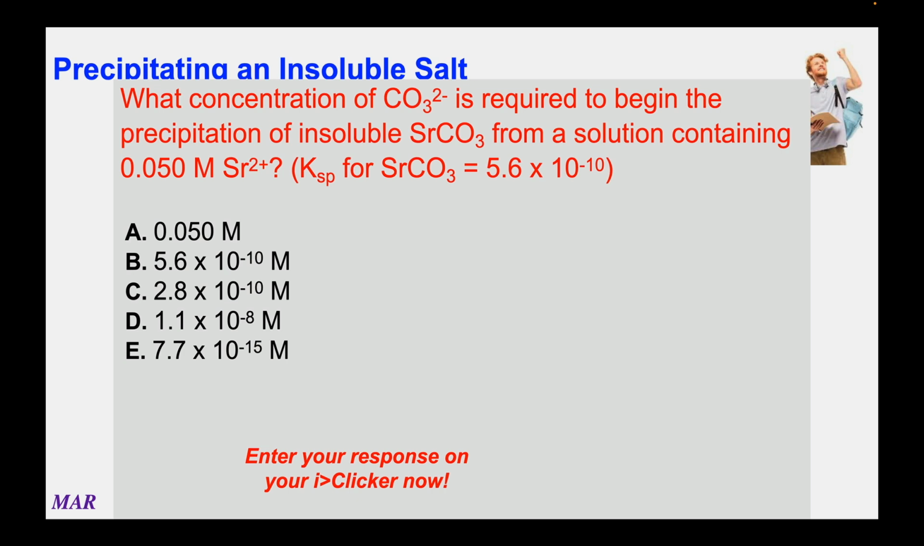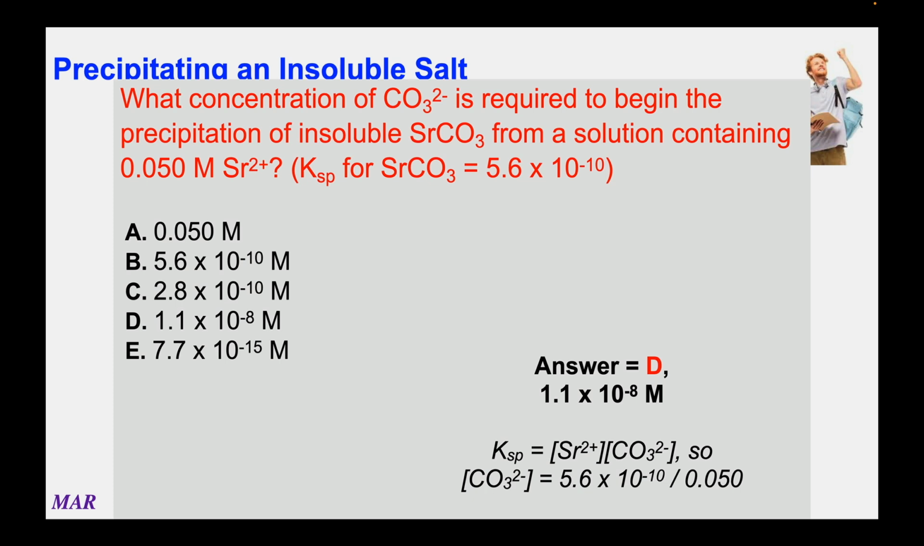Well, anyway, in this problem, we'll use the fact that KSP equals strontium times carbonate, the strontium ion times the carbonate ion. And we have there the concentration of the strontium ion. We just want to essentially solve for carbonate. So what this looks like, KSP equals strontium times carbonate. Carbonate is what we want to solve for. Carbonate is going to equal KSP divided by the strontium ion concentration. And it comes out to be 1.1 times 10 to the minus 8th moles per liter. So again, a very small amount of carbonate will be needed to begin precipitation of strontium carbonate. And if we push that carbonate level a little higher, we'll start to lower that strontium level quite considerably.